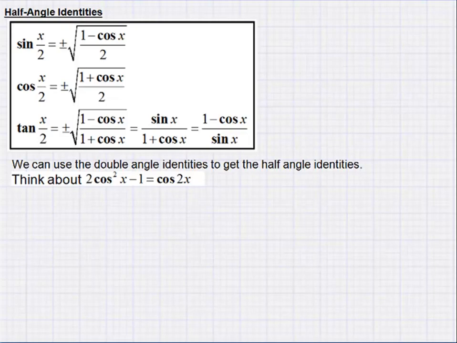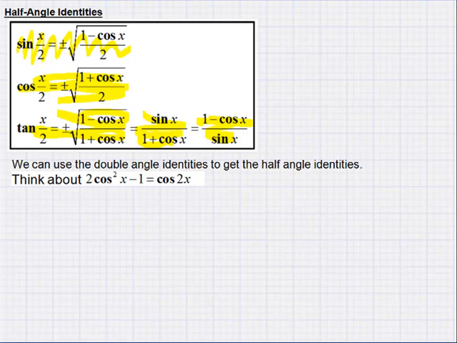Now that we talked about the double angle identities, next up is the half angle identities. So the half angle identities, instead of taking the sine of 2 times something, we're taking the sine of half of something, or cosine of half, or tangent of half. So this is what the identities look like. This would be the half angle identity for sine. This would be the half angle identity for cosine. And then there's 3 different versions of the half angle identity for tangent.